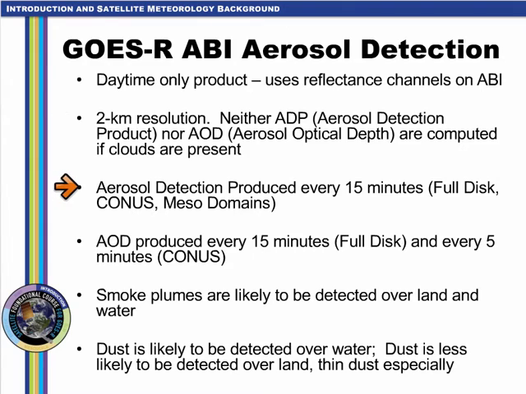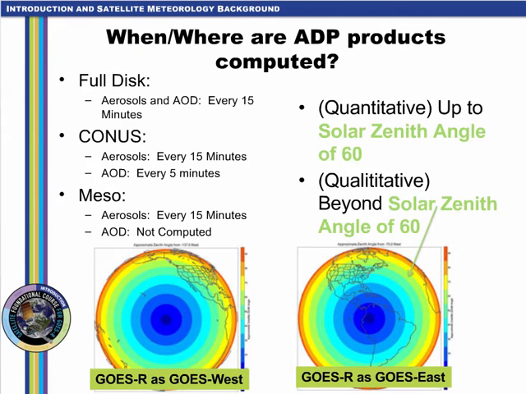Aerosol detection occurs every 15 minutes at full disk, conus, and mesoscale domains. Aerosol optical depth is computed every 15 minutes for the full disk and every 5 minutes for the conus domain. AOD is not computed over mesodomains. Land is pretty reflective at some wavelengths, and that reflectance makes it a bit hard to detect aerosols over land relative to water.